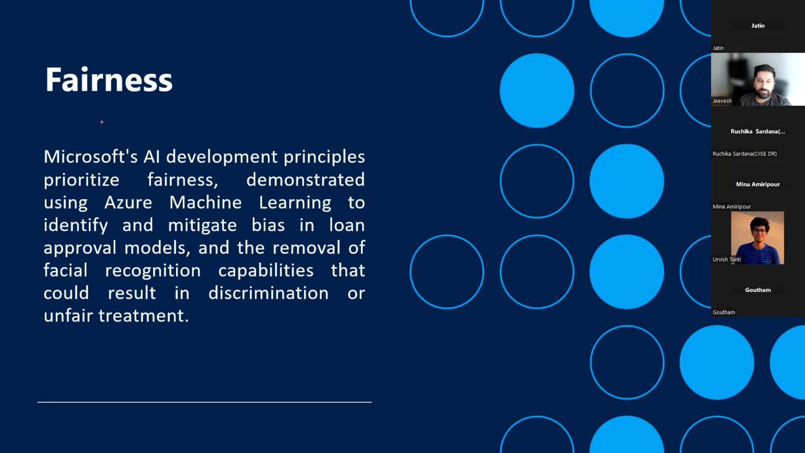Fairness. Microsoft's AI development principles prioritize fairness, demonstrated by using Azure Machine Learning to identify and mitigate bias in loan approval models and the removal of facial recognition capabilities that could result in discrimination or unfair treatment. This has happened in the past. Certain people were not recognized, certain people were not issued the loans, and Microsoft took this up very seriously. Whoever is building AI, at least on their platform, should not have any biases. Fairness is one of the principles taken into consideration when they build the models for us, and if we have our own models, this is something we have to be careful about.